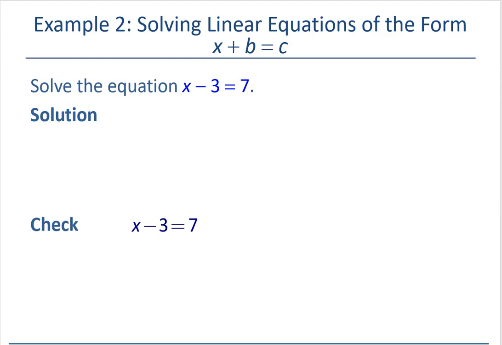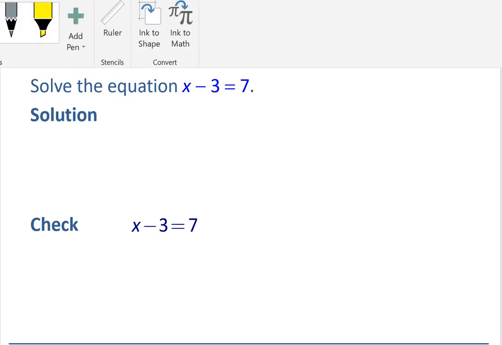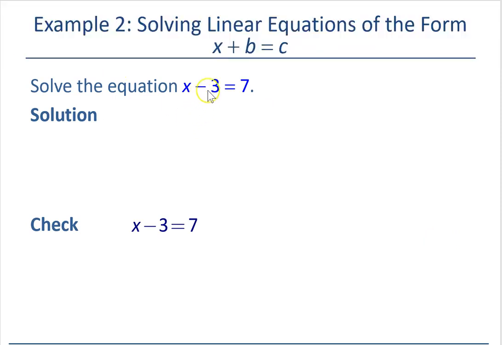So solve the equation x minus 3 equals 7. So let's go ahead and get a pen out here. Okay, x minus 3. What we want to do is get the variable alone. So notice I have x minus 3 here. Let me go and rewrite this. x minus 3 equals 7.